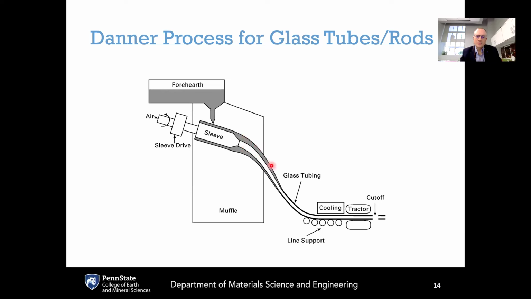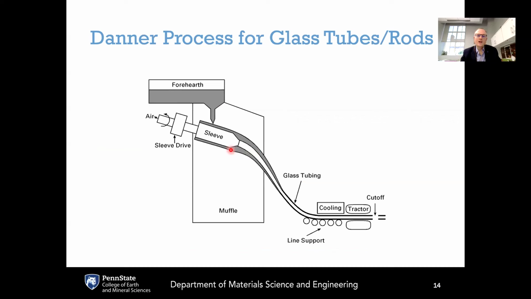As this tubing is pulled down, it's cooling down and the viscosity is increasing. Eventually, it becomes rigid enough that it can be supported onto these line supports here and go across this conveyor. There's usually something here that would cut this off to get particular sizes of the tubing. And you can control the pull rate here and control the air pressure that goes in to control the geometry of the tube.